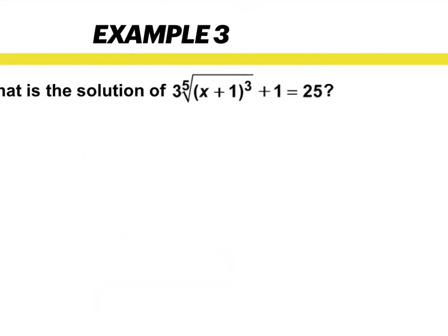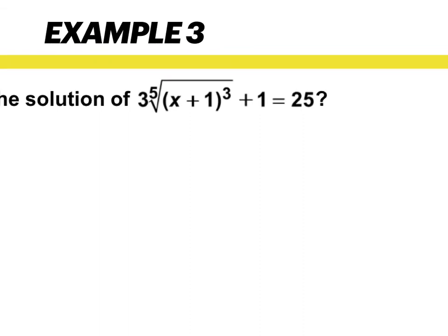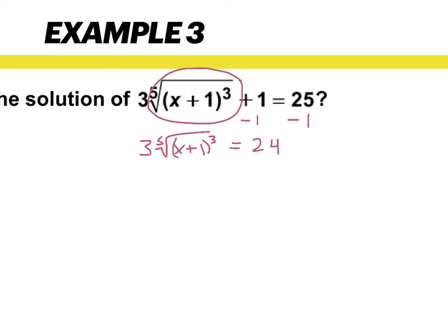Okay, example 3. So the first thing we need to do is isolate the square root. So we need to get this to be all by itself. We can do that by subtracting 1 on both sides. So we get 3 times the fifth root of x plus 1 cubed is equal to 24. And then we divide both sides by 3. So we have the fifth root of x plus 1 cubed is equal to 24 divided by 3, which is 8.